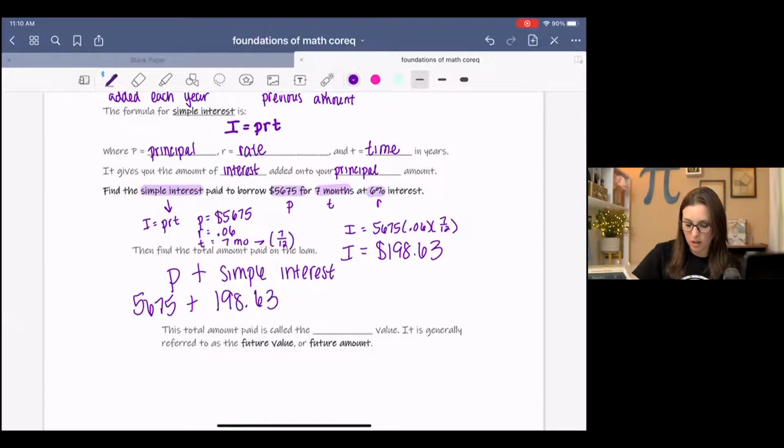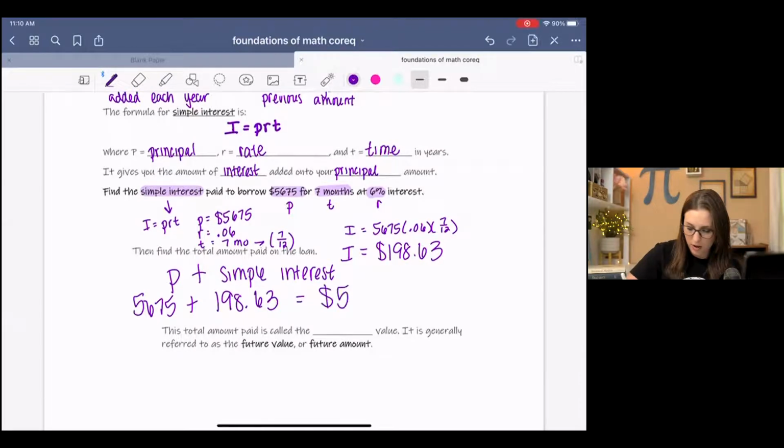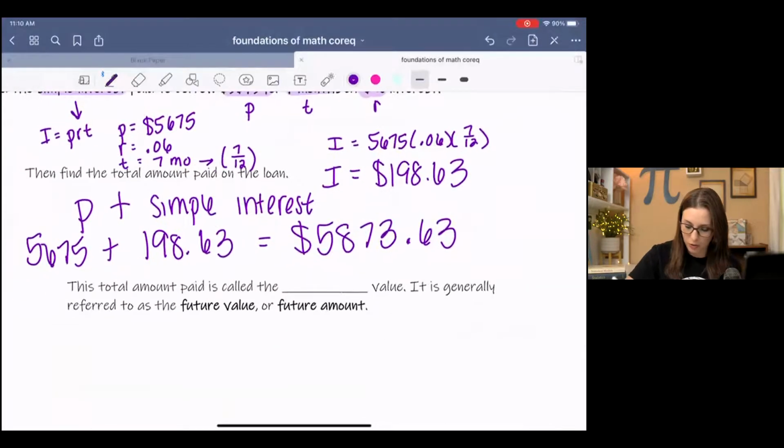$198.63. And we would get a total of $5,873.63 total to be paid back. This amount to be paid back is called a maturity value. So our loan has matured to this amount.